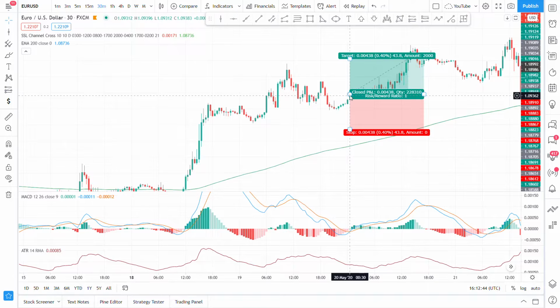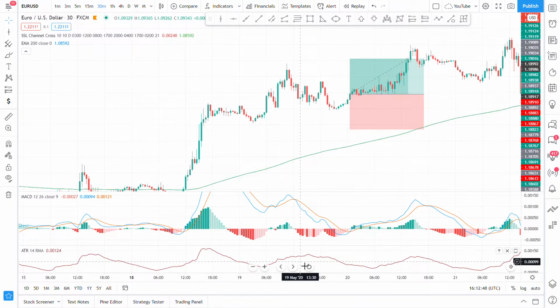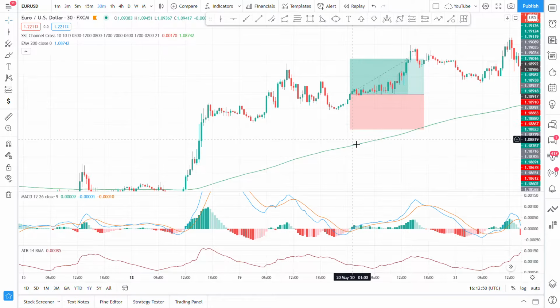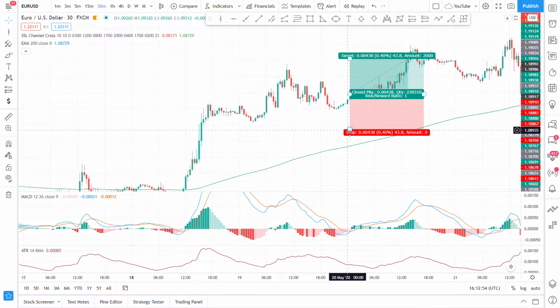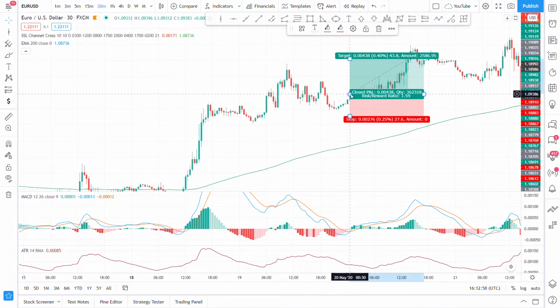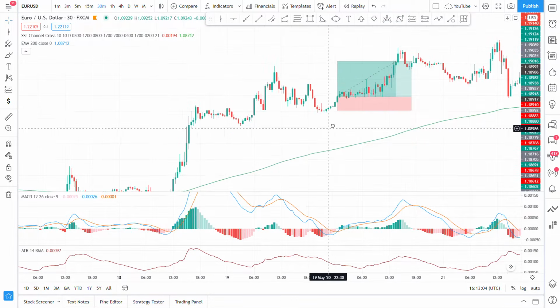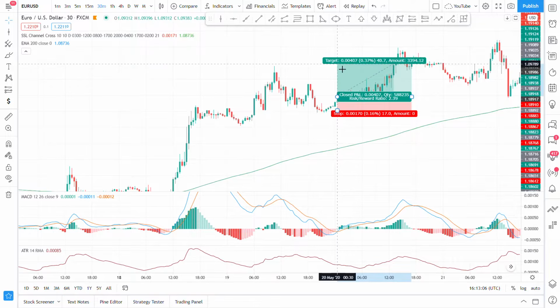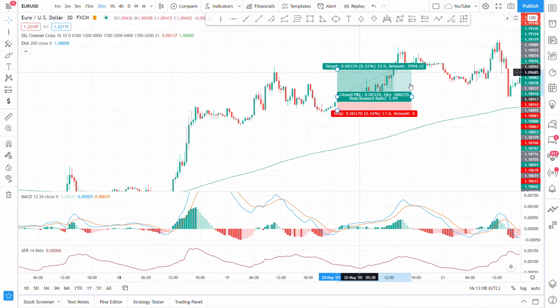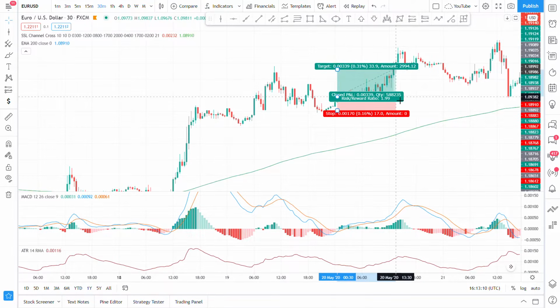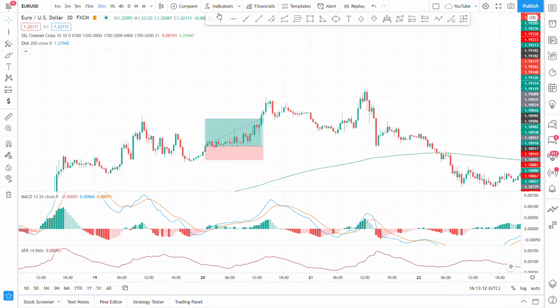You are targeting a 2-to-1 risk to reward ratio. The risk is going to be 2 times ATR. So the ATR value here is 85. You just multiply that by 2. It's going to be 170. Click OK and target 2 times the risk. That's all. This is a winning trade.